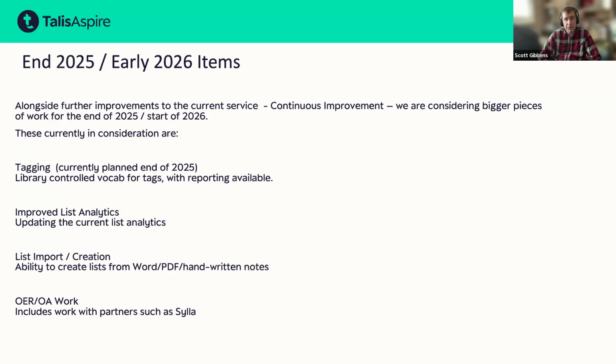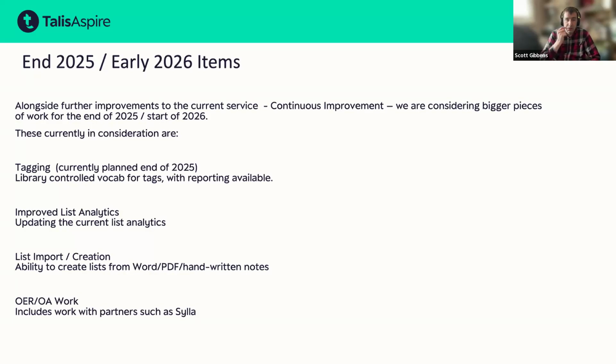We've also got a few bigger themes that we're considering for this year and the beginning of next year. So tagging is planned for this year, end of 2025. There will be tagging with library-controlled vocab for tags with reporting available. So we've written out what we expect that to do, and after doing discovery last year, and some of you may be involved in that with Lisa, when Lisa was with us, we're quite confident about what that tagging can actually be.